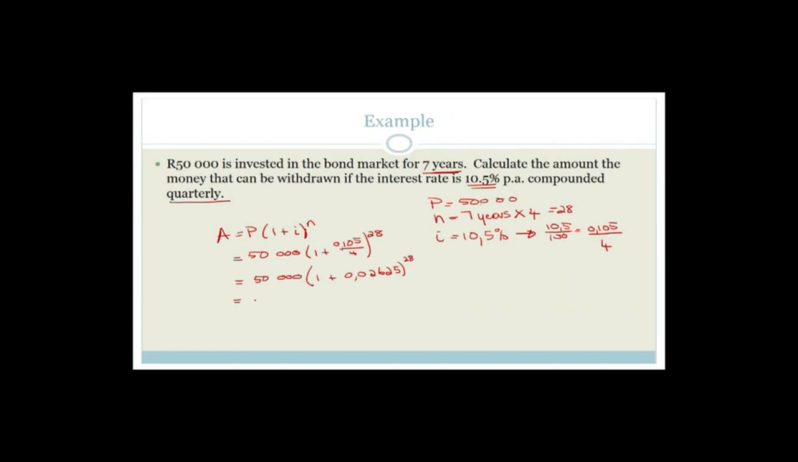So I get 50,000 multiplied by 2.0658. And I multiply that by 50,000 and I get R103,290.12.